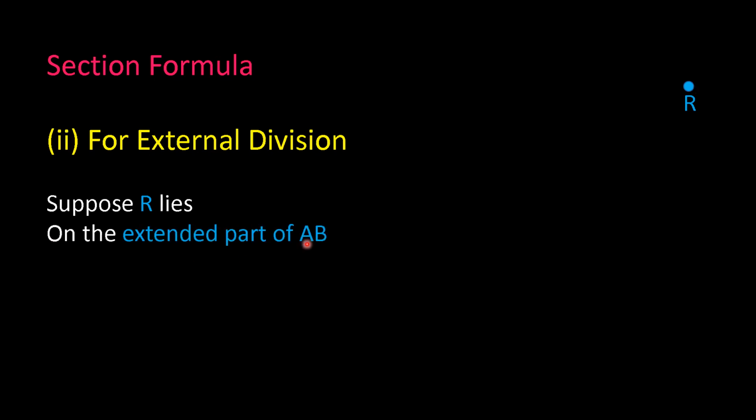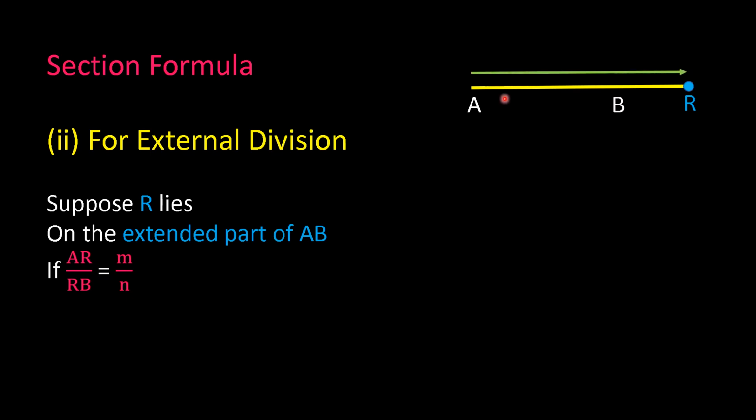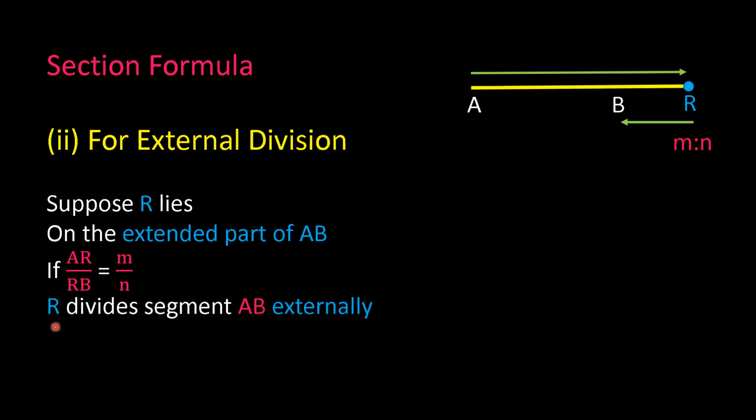on the extended part of AB. If AR by RB equals m/n, then we say that R divides segment AB externally in the ratio m/n.